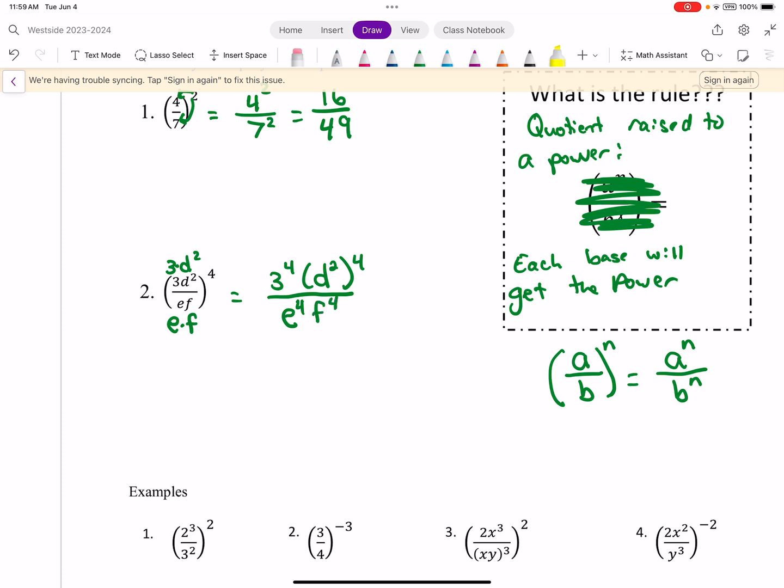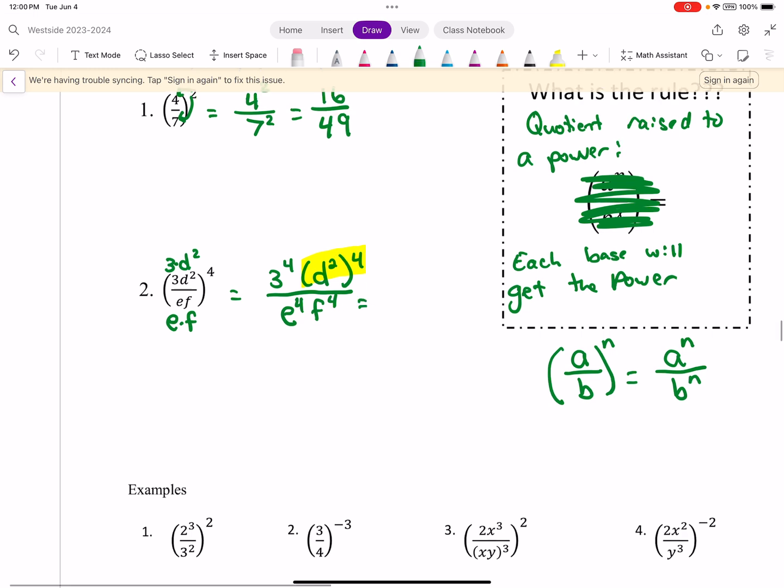So now we need to go ahead and get rid of those parentheses there. While we're doing that, we're also going to go ahead and simplify that 3 to the 4th power using that calculator. I'd get an 81. d squared all to the 4th power would be d to the 8th. And then on the bottom there, none of that can simplify, so we just leave it as e to the 4th, f to the 4th.